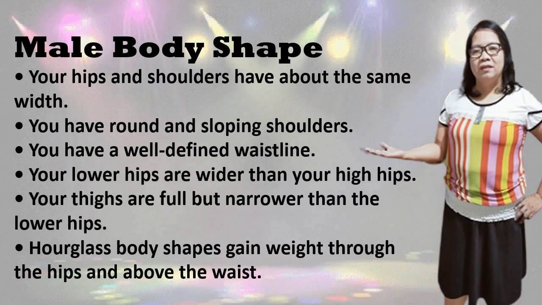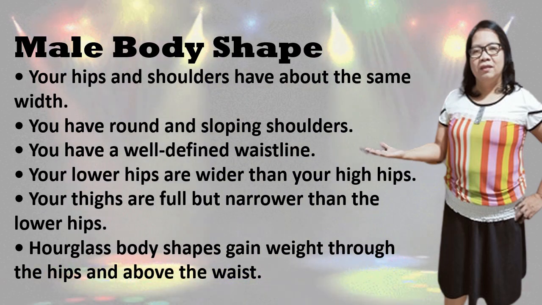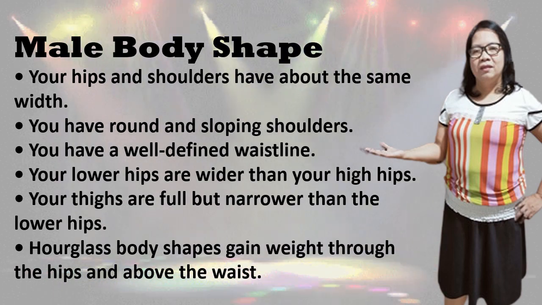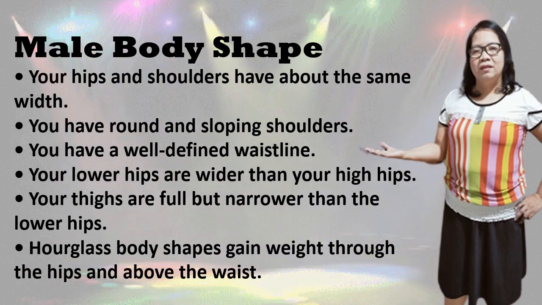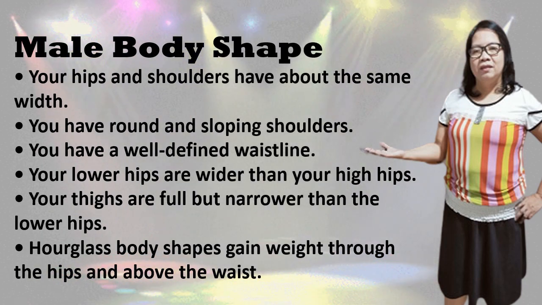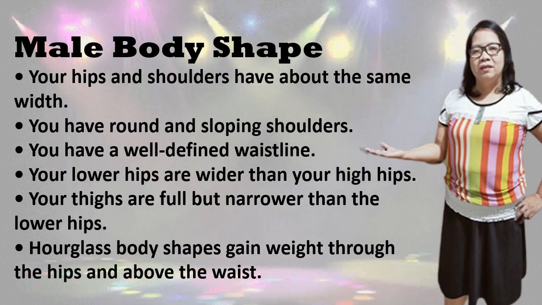Male body shape. Your hips and shoulders have about the same width. You have round and sloping shoulders. You have a well-defined waistline. Your lower hips are wider than your high hips. Your thighs are full but narrower than the lower hips. Hourglass body shapes gain weight through the hips and above the waist.